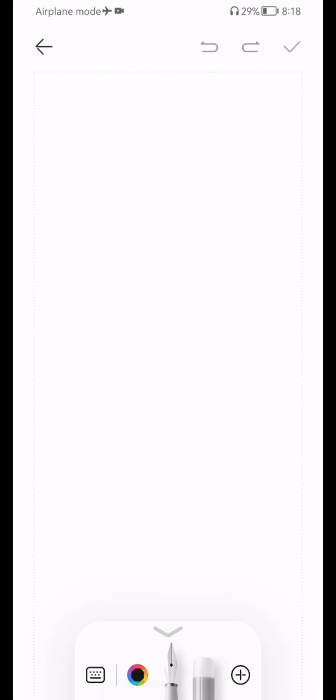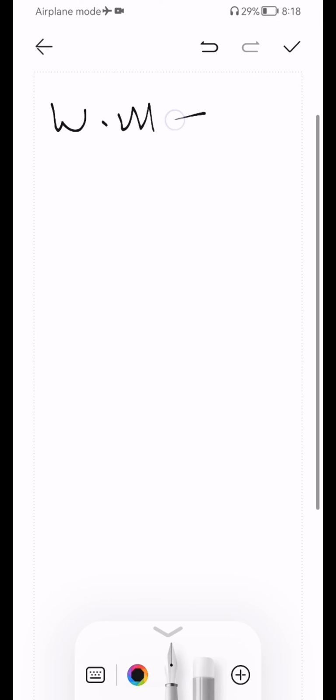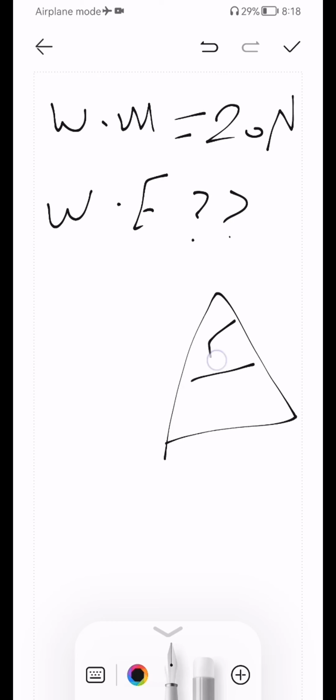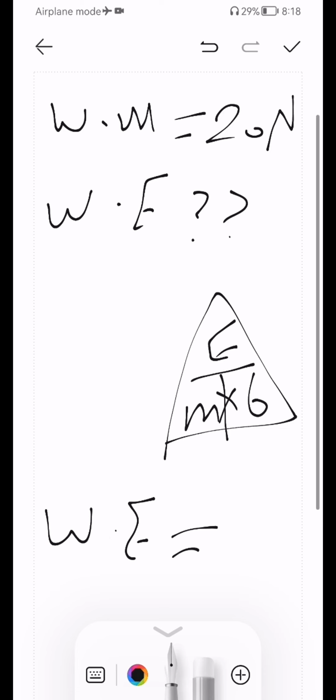Okay, another example, if we have weight on moon equal 20 Newton, and we are asked about weight on earth. We have a relation between weight on earth and weight on moon. Weight on earth equals what? Weight on moon times 6. So the weight on earth equals 20 times 6 equals 120 Newton.